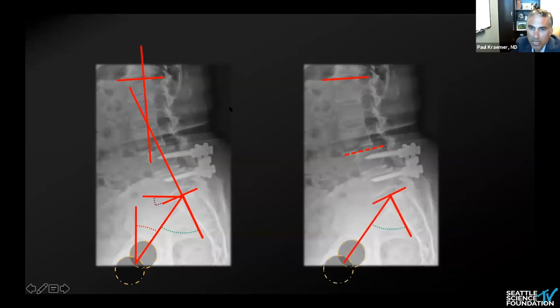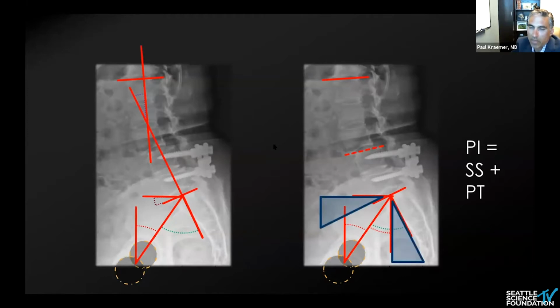You start with the same pelvic incidence. You draw your line up. Mathematically, that's the same thing as drawing a line down, so this angle is the same as this angle. That's just high school geometry. If you know pelvic incidence is your sacral slope plus your pelvic tilt, then drawing your line across here is mathematically the same as having that. Then you just clean up all of the junk by turning it into the big triangle.